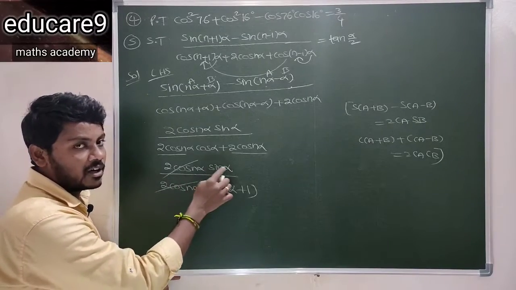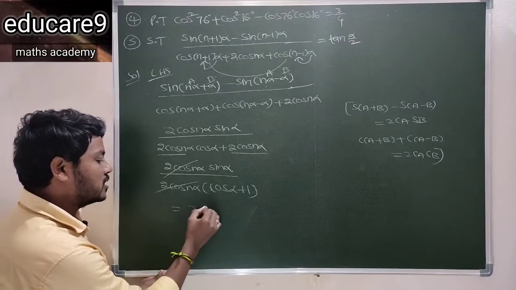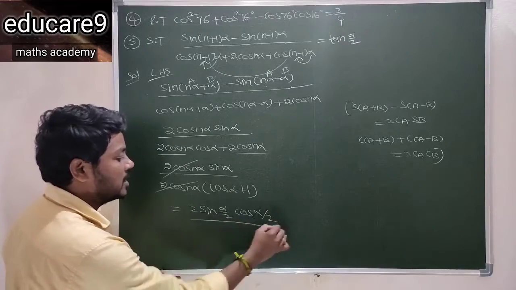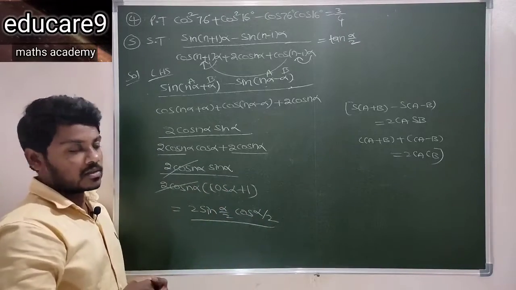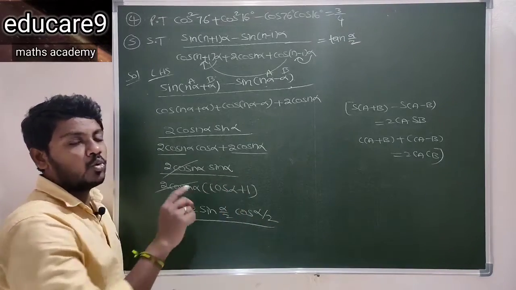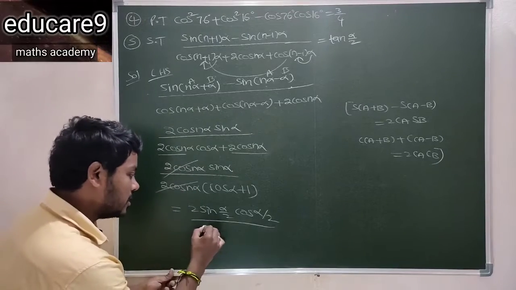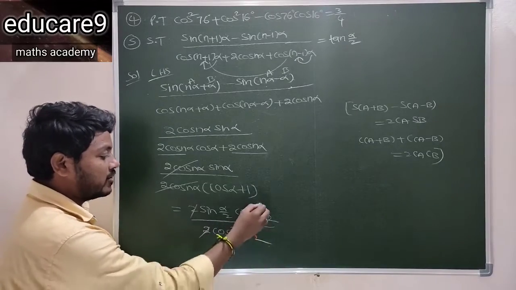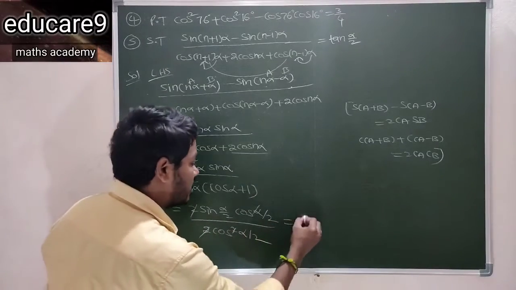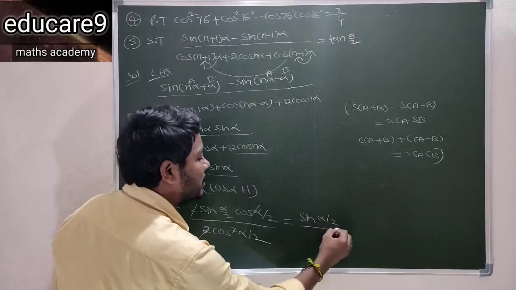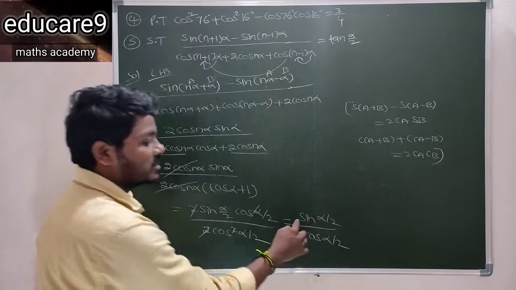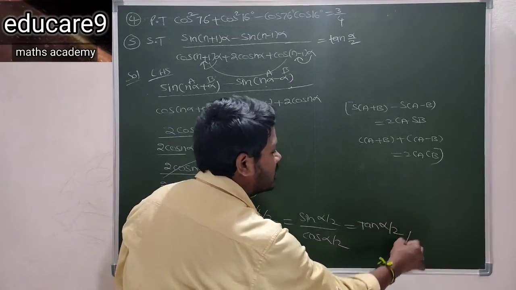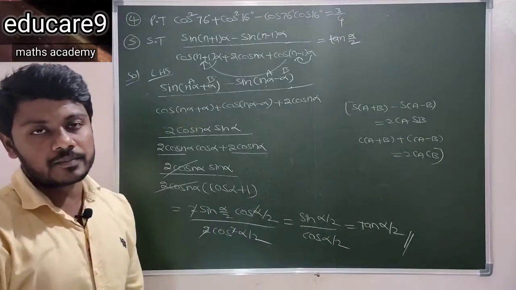So what is the sin alpha formula? Half angles, so this is 2 sin alpha by 2 cos alpha by 2. Here we have to apply half angle formulas. And 1 plus cos theta is 2 cos square theta by 2, so that is 2 cos square alpha by 2. So 2 get cancelled, one cos get cancelled. So this is sin alpha by 2 by cos alpha by 2. Sin by cos is tan. So clearly this is tan alpha by 2. So this is the required answer.